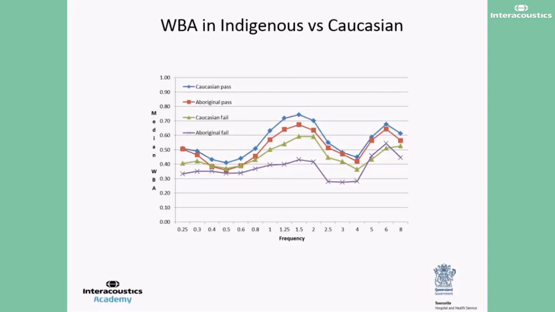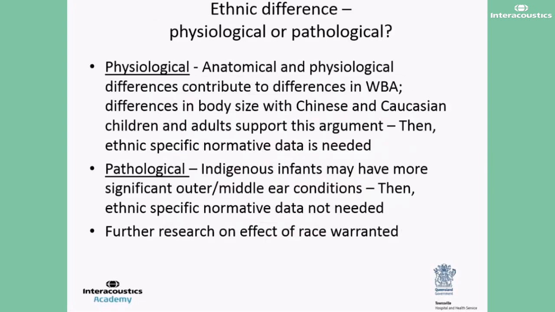So that brings us to the question of whether the difference is physiological or pathological. It's possible that the ethnic difference could be related to possible dissimilarities in the anatomical structure and physiological function of the auditory system between the two groups. Wideband absorbance difference has been partly attributed to differences in body size between Caucasian and Chinese individuals. If this is the case, then ethnic-specific normative data is needed. However, there's an argument that the lower absorbance seen in indigenous neonates could suggest that these infants have a more significant outer and middle ear condition than the Caucasian infants.